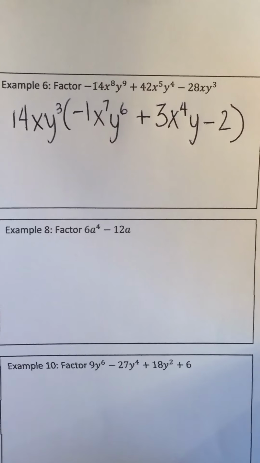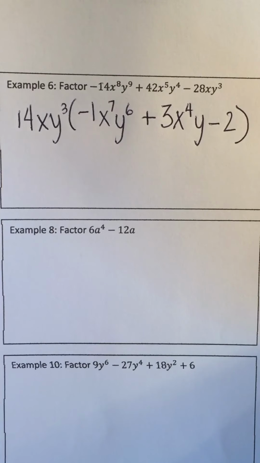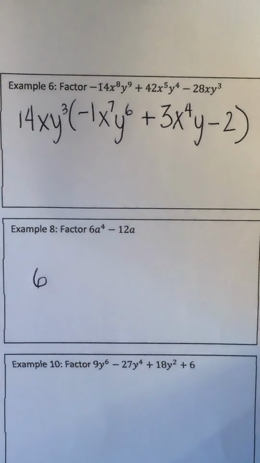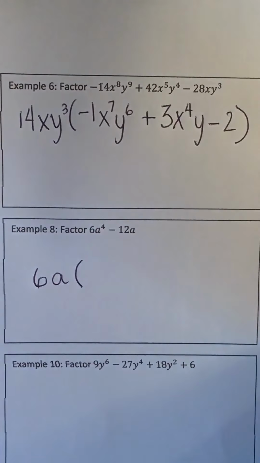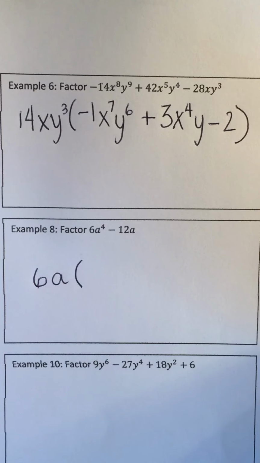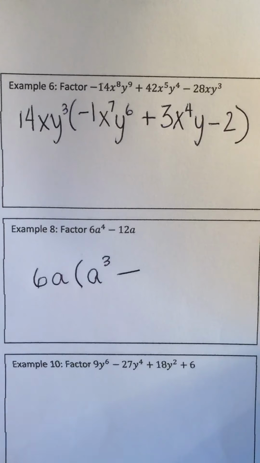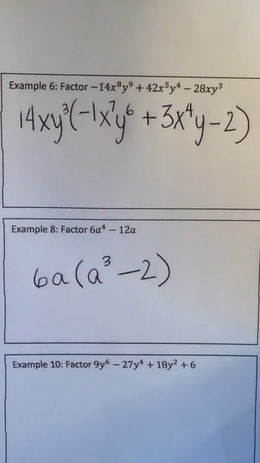Number 8. Factor 6a to the 4th minus 12a. Looking at the coefficients first, the 6 and the 12, the largest number we can factor out is a 6. A to the 4th and a, we can factor out an a. Our first term inside our parentheses, we've got 1a, so we need a to the 3rd, minus 6 times 2 is 12, and we already have our a. Done.